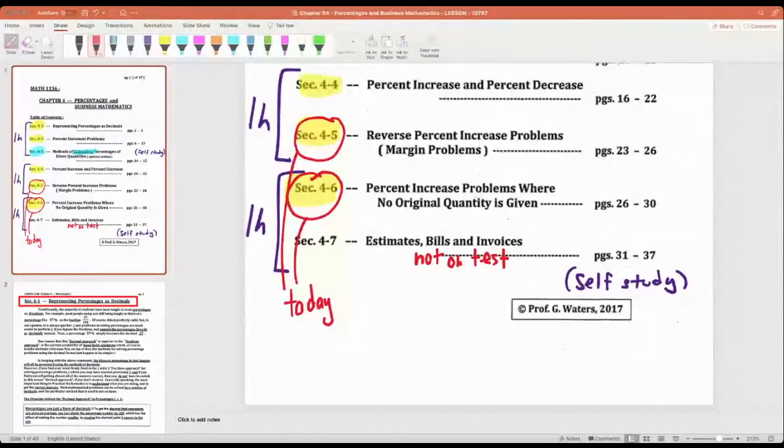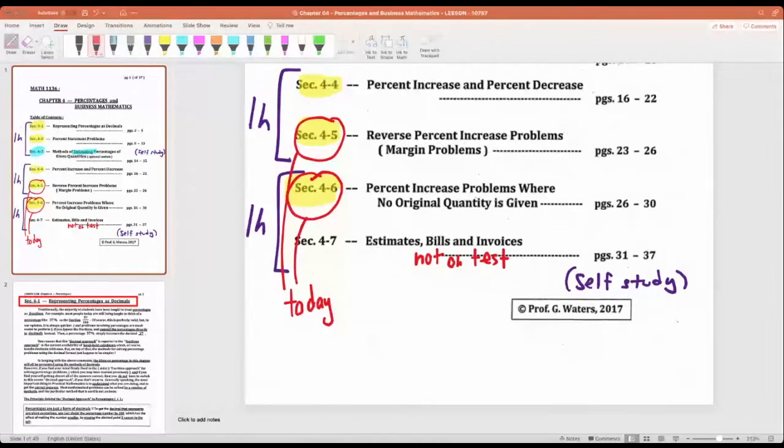We're finishing off chapter 4 today, which is on percentages and business math. Specifically, we're looking at sections 4.5 and 4.6 today, which involve what's called reverse percent increase and also problems where you don't necessarily have a geometry given to you or any numbers other than just the percent itself. And you'll see what I mean.